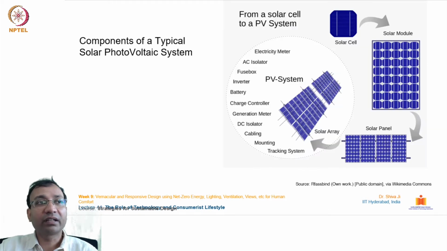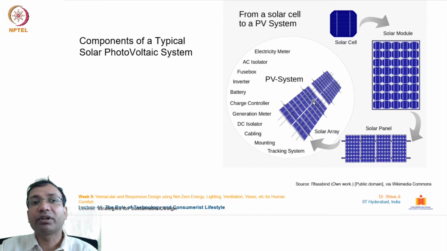Moving on, how solar photovoltaic cells and panels work. You can see this is the unit solar cell, here on the top. Then a number of these solar cells form a solar module, and a number of these modules form a solar panel, and then several units of panels together form a solar array. So you see this is how it increases in scale.